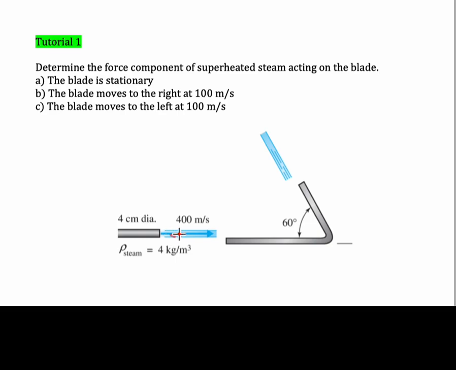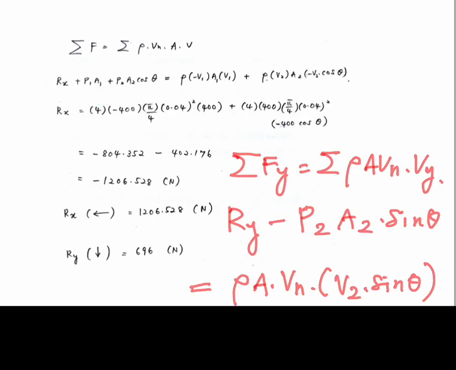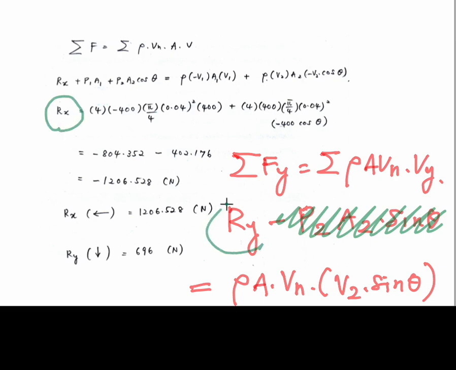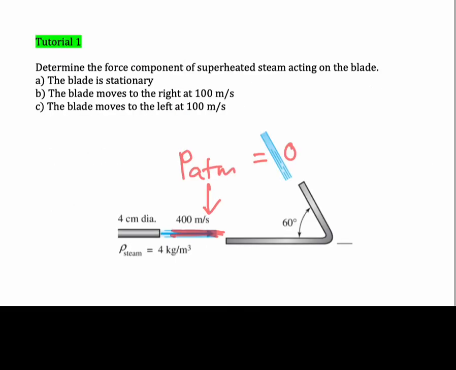Okay, in this situation, because this water jet is moving in atmospheric pressure, the pressure here is PATM, so we assume that it is equal to 0. So in this calculation, P2A2 will give us 0 because the atmospheric pressure is equal to 0. That's why we only have Rx in the x direction and Ry in the y direction, because there are no forces due to pressure, because the pressure is atmospheric.